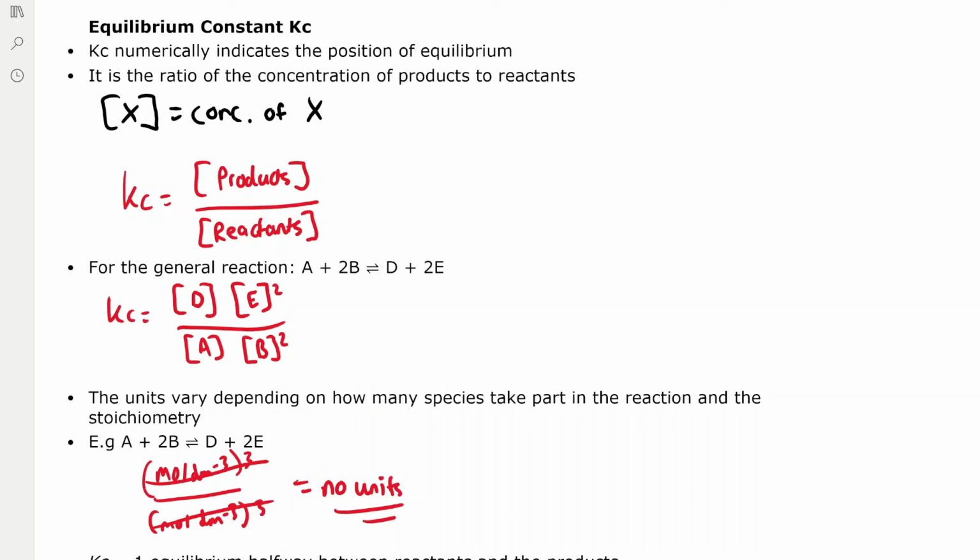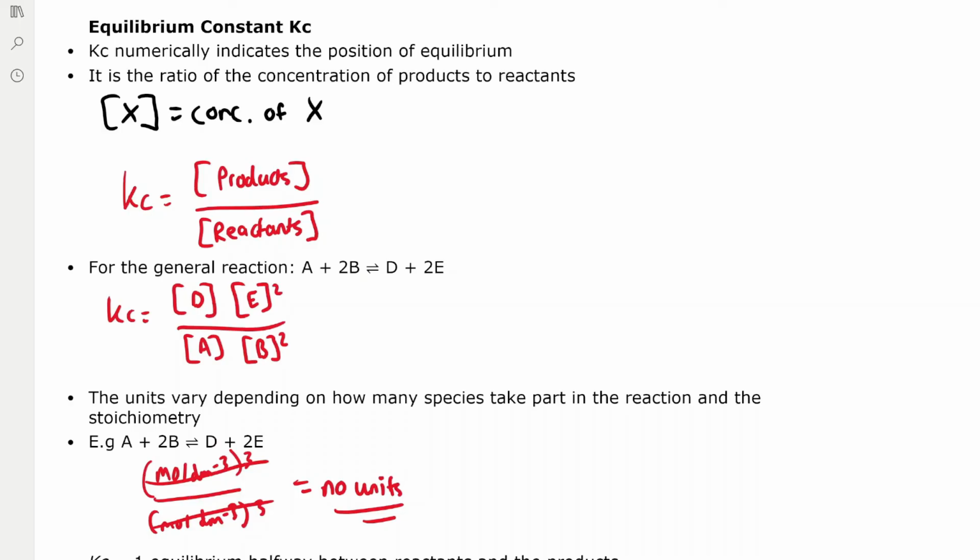So we've got a new concept here, which is the equilibrium constant, which we refer to as Kc. Kc numerically indicates the position of equilibrium, and it is the ratio of the concentrations of the products to the reactants. When we put a reactant or product in square brackets, that indicates the concentration of the reactant or product. So in Kc expressions, we have the concentration of the products divided by the concentration of the reactants, each to the power of its stoichiometric number of moles.